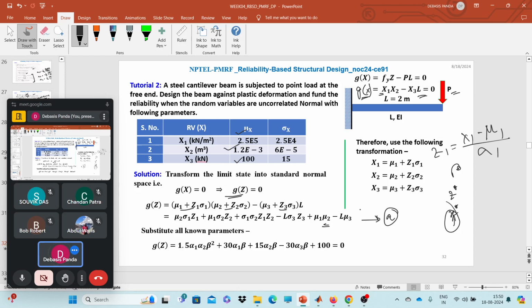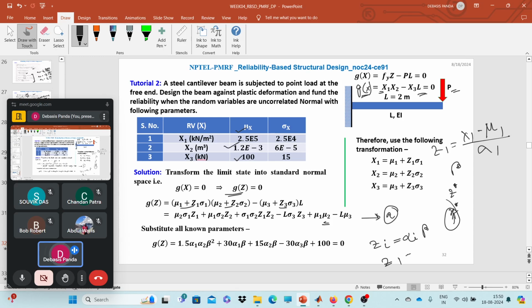Now, what do we know? At design points, Zi equals alpha i into beta. That means Z1 is equal to alpha 1 into beta. So we can further simplify this equation in terms of alpha and beta. Clear? For Z1, you just put alpha 1 into beta. Z2, similarly, alpha 2 into beta. So we can simplify it up to this. Clear?